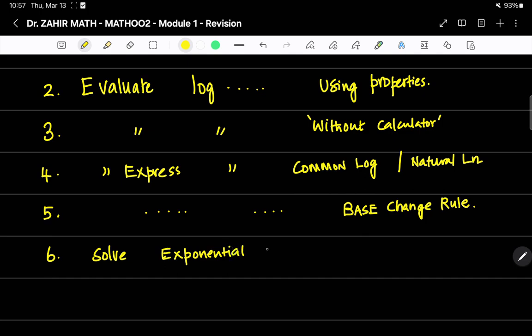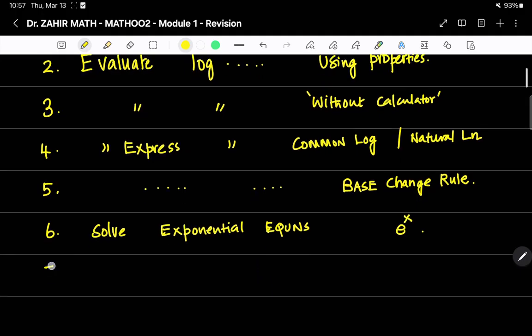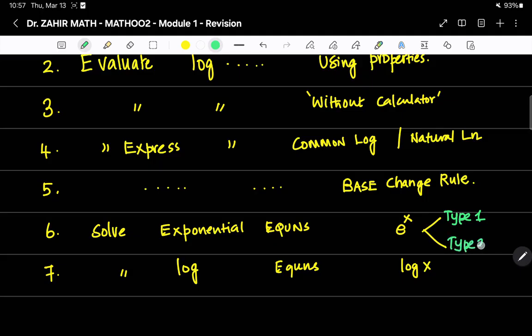Solving equations. Exponential equations. What do you mean by exponential? E power x, right? The next I'm going to solve logarithmic equations. What do you mean by logarithmic equations? Log x or log x plus 1, something like that. In exponential equations, I'm going to do 2 methods, type 1 and type 2 problems, keep in your mind.